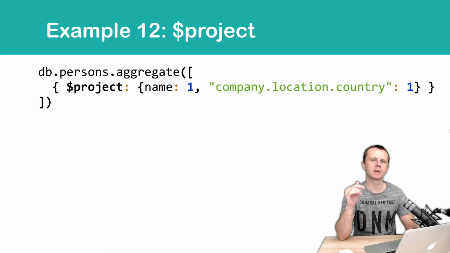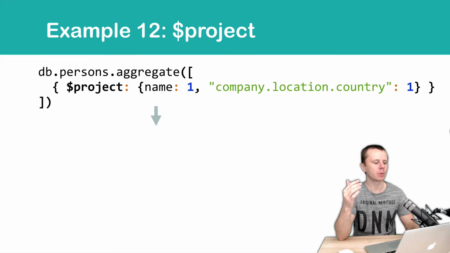Okay, let's look at the project stage example. In this example, we will use just one stage, project, and then contents name 1 and company.location.country 1. This example means that we will take input documents and leave only 3 fields: underscore ID, that is not visible here but it exists, then name and company.location.country, and output documents with just those 3 fields.